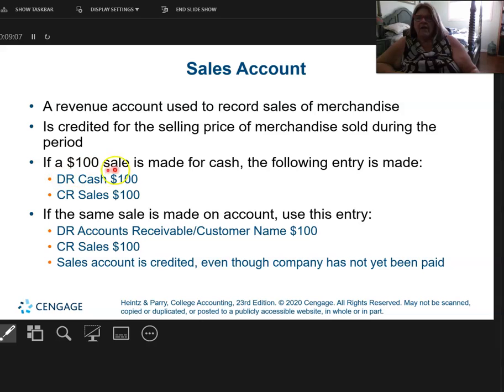So if I made $100 sales for cash, I would debit cash because I'm getting money for $100, and I would credit sales for $100. But if I sold a $100 item on account, which is what most businesses do when they sell to retailers, I'm going to debit accounts receivable and credit sales. So my sales account is actually considered a sale even though I haven't got the money yet.